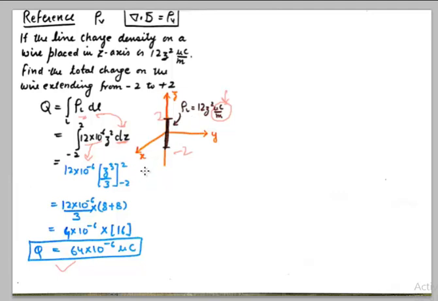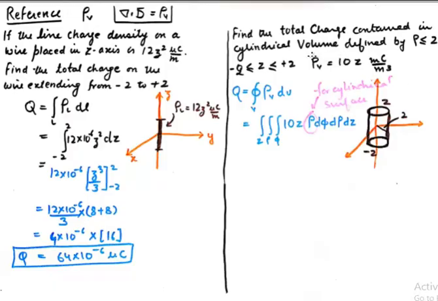The total charge on this wire is 64 microcoulomb. So if the charge density was given, I was able to calculate the total charge on the wire. And similarly, we can have another question with charge density. The volume charge density is given.